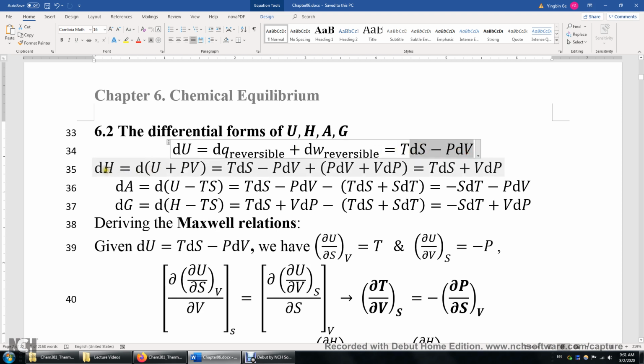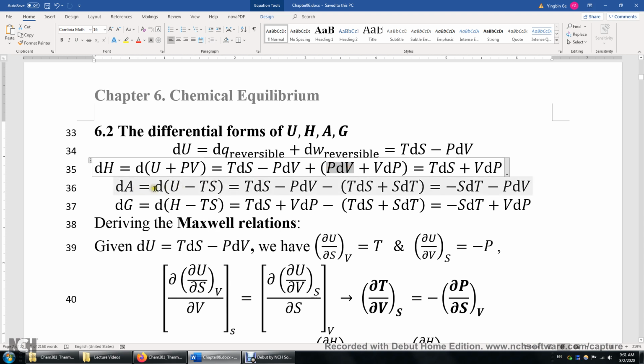How about dH? H is defined to be U plus PV. Therefore, dH is equal to dU, plus PdV plus VdP. This part is the exact differential of the product PV. The result is TdS plus VdP. This negative PdV and this positive PdV cancel.